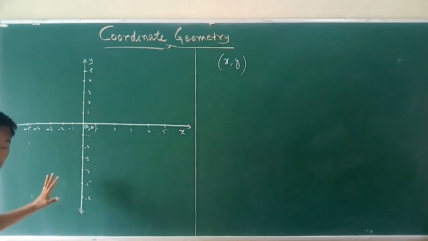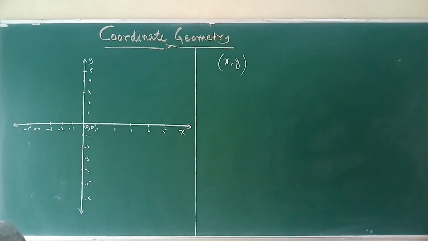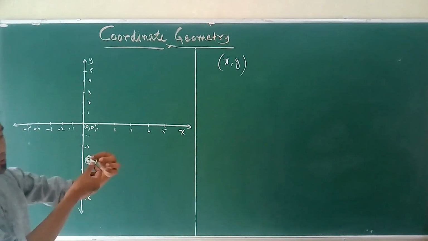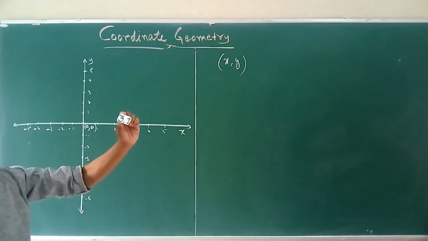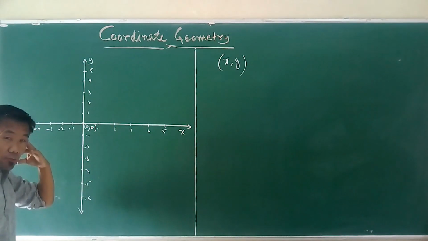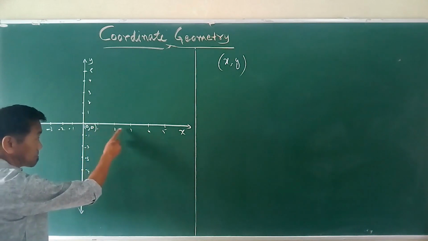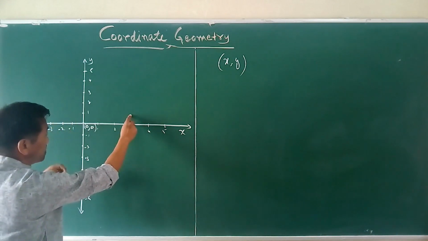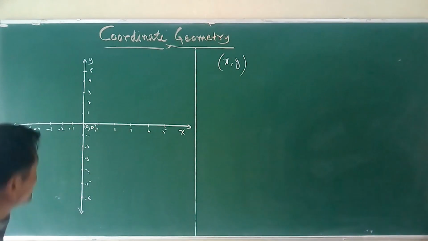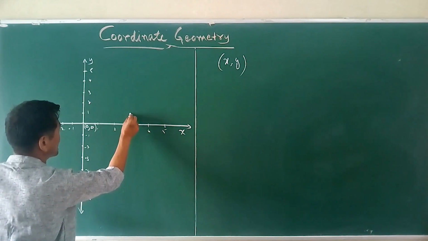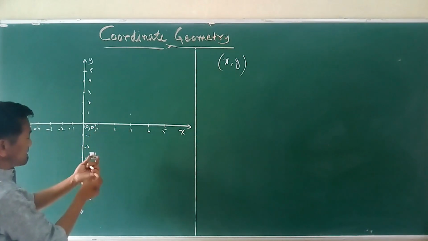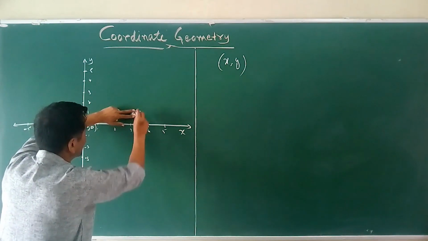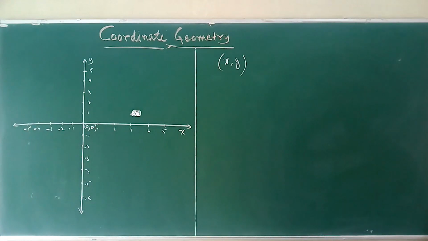To check the signs for a point, for example the point 3 and 1, the x-axis value 3 is positive and 1 is positive on the y-axis, so we plot the point here. So this point is (3, 1).